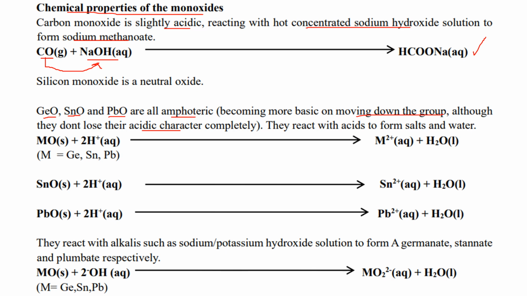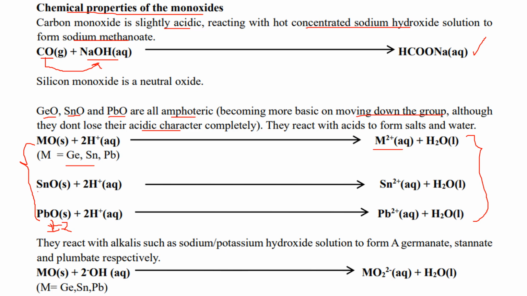They react with acids to form salts and water, just like we saw in group 2. I'm comparing the monoxides here to group 2 because they are both in the +2 oxidation state. So any reaction undergone by group 2 elements, though group 2 elements are not amphoteric like these ones, can be undergone by these ones in the same way. So these reactions with acids under the +2 oxidation state are going to remain the same.